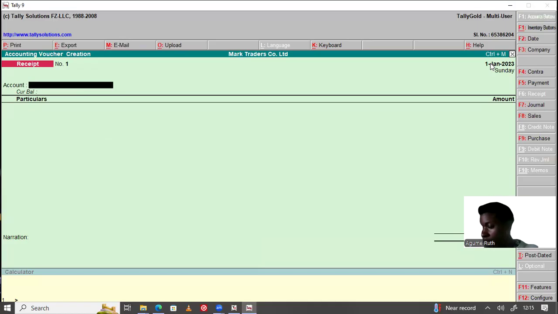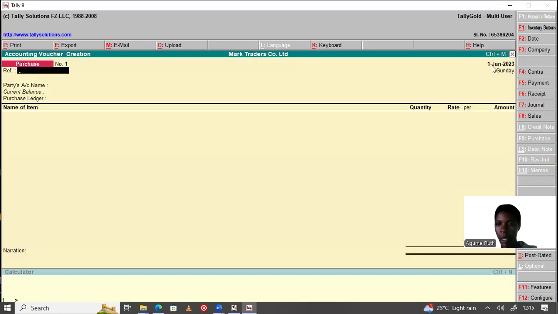So they're saying they bought 500 liters of engine oil. So I can still go to payment. I can go to purchase. I first edit my date. And the date is 6th January 2023.